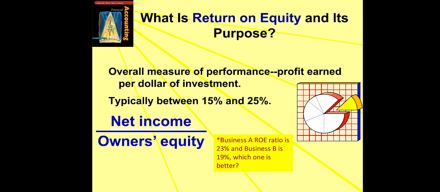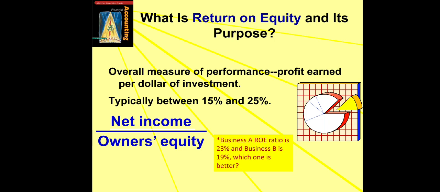For business A, 23% shows that for every $1 of investment, or every $1 of owner's equity, the profit that can be generated is 23 cents. For business B, for every $1 of owner's equity, the profit that can be generated is only 19 cents. So business A is better in terms of return on equity compared to business B.